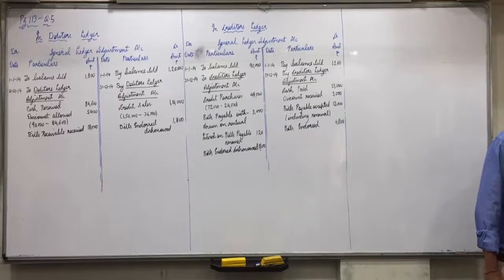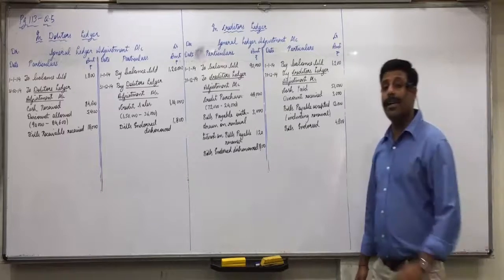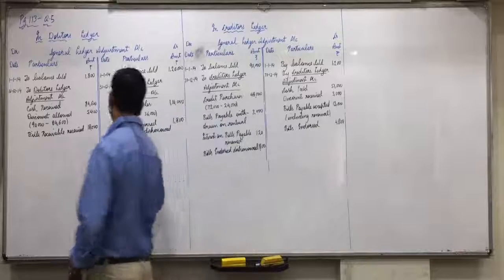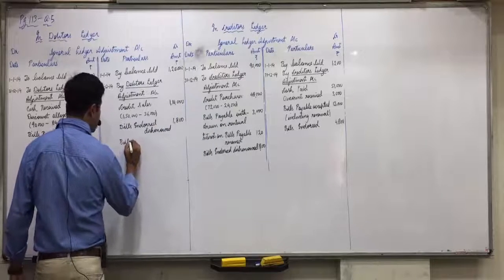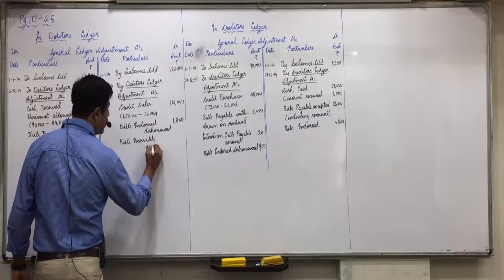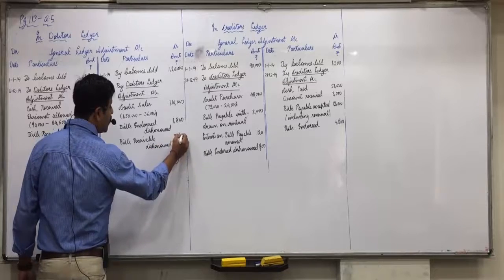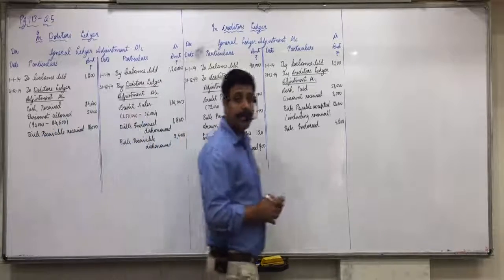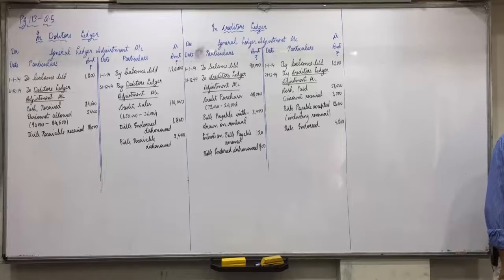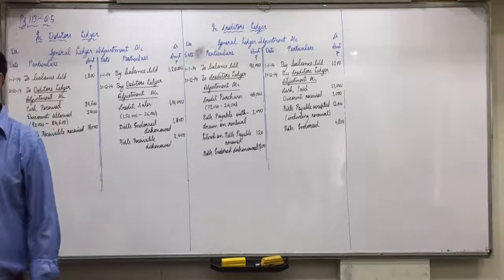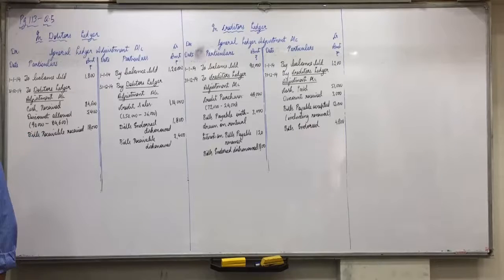Next, bills receivable dishonored, 2,400. Debtors to bills receivable means it comes on the credit side, bills receivable dishonored. What is the amount? 2,400. Did everyone understand this? Interest charged on dishonored bills, 180. Tell me the entry for interest charged on dishonored bills. Very simple entry.